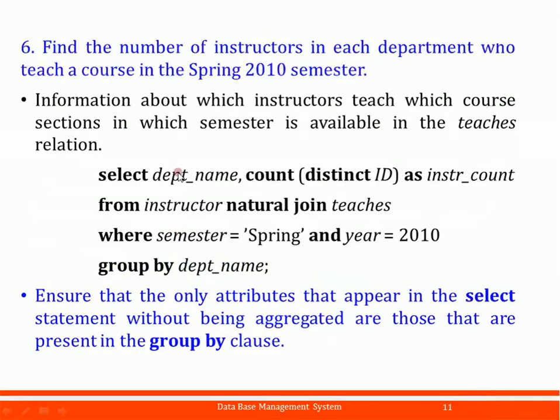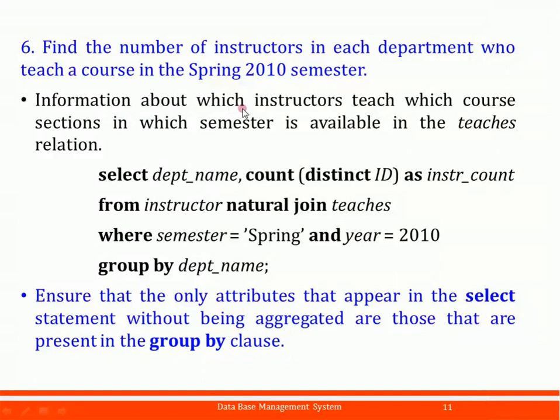Here is the next example. Find the number of instructors in each department who teach a course in spring 2010 semester. We have already worked out a part of this query. We have found out the number of instructors in the entire organization who taught courses in spring 2010. Now you have to add a condition to identify based on the departments. For each department, what is the number of instructors?